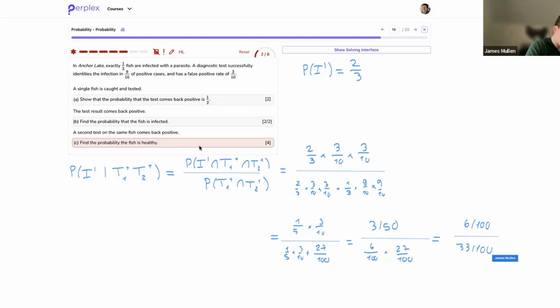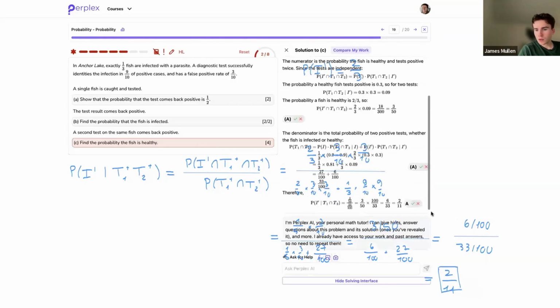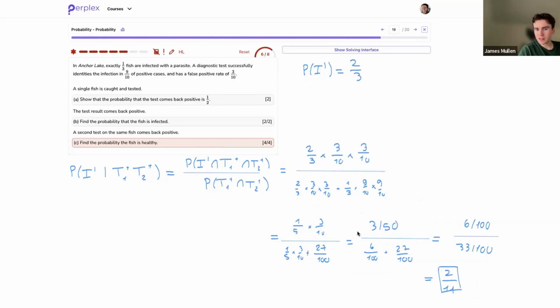And now it's just going to simplify to 6 over 33. And 6 over 33, there's a common factor of 3, so I can say it's 2 out of 11. Okay, that is my final answer. And I'm going to check that against the solution. 2 out of 11 is indeed correct.